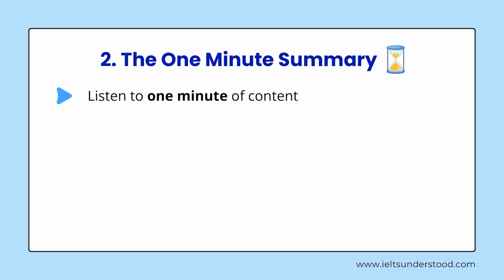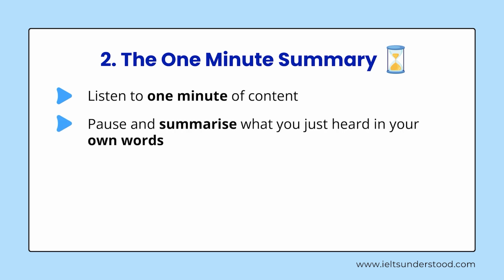Now, another great way to improve your listening is the 1-minute summary method. The first step is to pick a piece of content that is designed for native speakers. Now, this could be a YouTube video, a podcast, or even an audiobook. After that, you should listen to 1 minute of that content and then pause it.